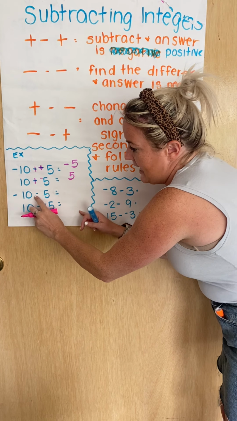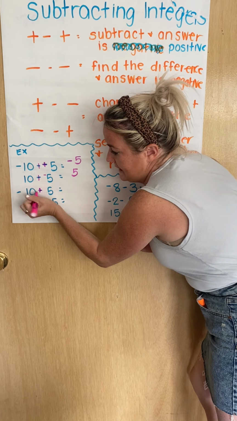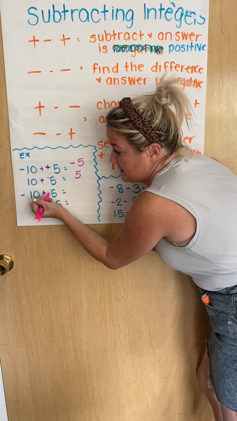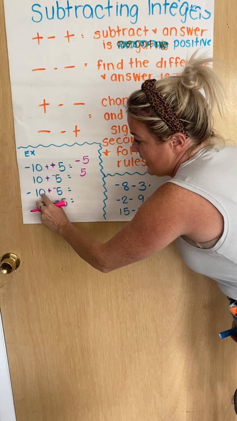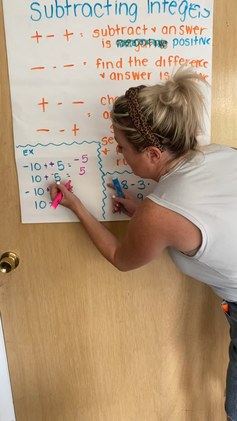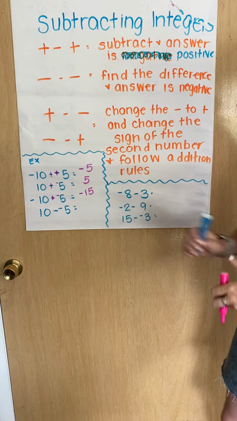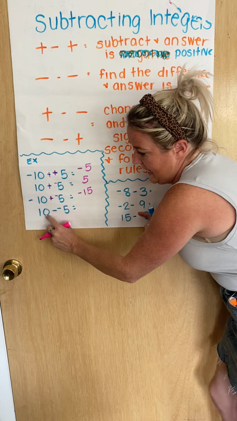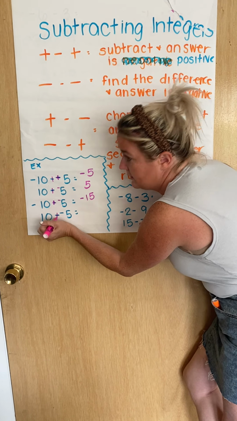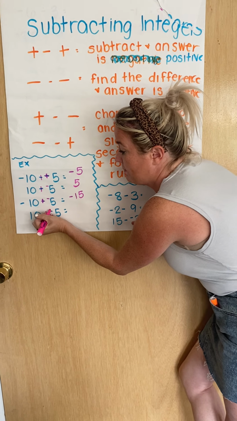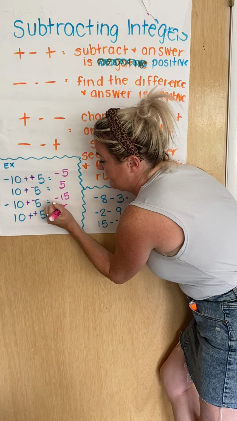If I have negative 10 minus 5, I'm going to switch my subtraction sign to an addition sign. This is my second number, and I'm going to change the sign, so it's positive, so I'm going to make it negative. And then I'm going to follow my rules. Negative 10 plus negative 5 is going to be negative 15. And now my last one over here, if I have 10 minus negative 5, I'm going to change my subtraction to an addition. I'm going to change the sign of my second number to a positive. So it would just be 10 plus 5, which is going to give me 15.